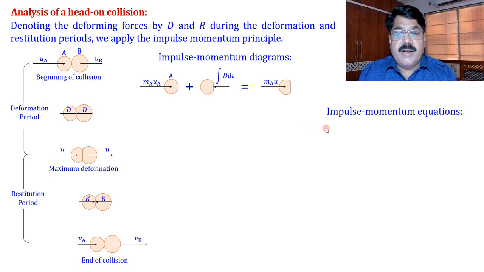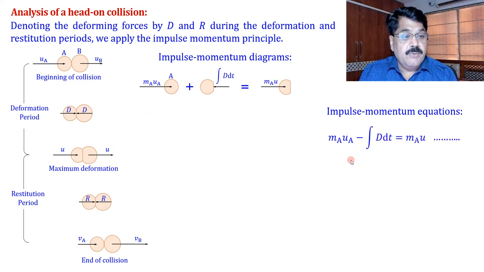So accordingly you can write the equation. What? MAUA minus integral of D dt is equal to MAU. Actually I have not shown here the limits of integration, just for clarity, that is for better readability of the diagram. Actually this integration extends from the beginning of collision to the maximum deformation. So let us see the equation. MAUA minus integral of D dt is equal to MAU. Again I mention here this integral is a definite integral. It extends from the instant of beginning of collision to the instant of maximum deformation.